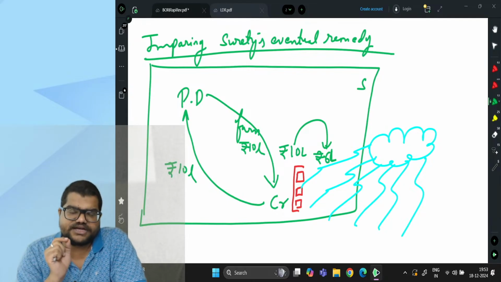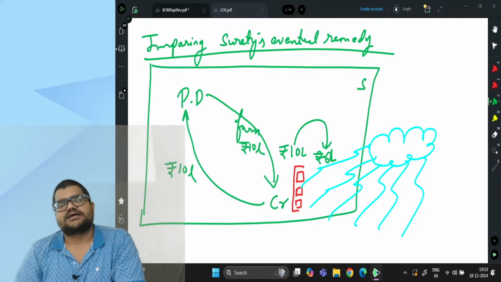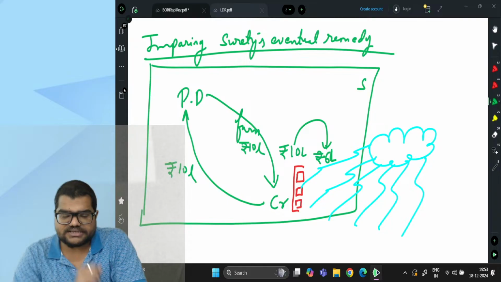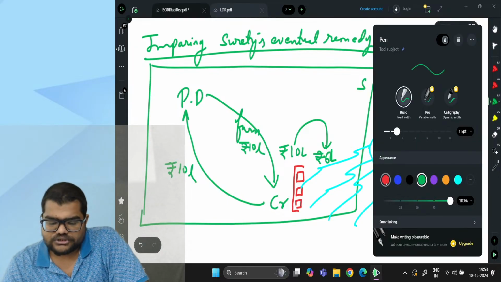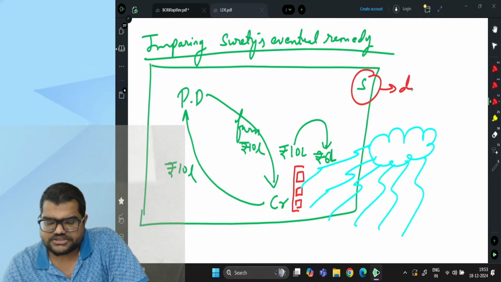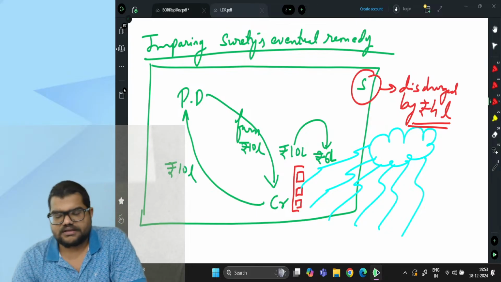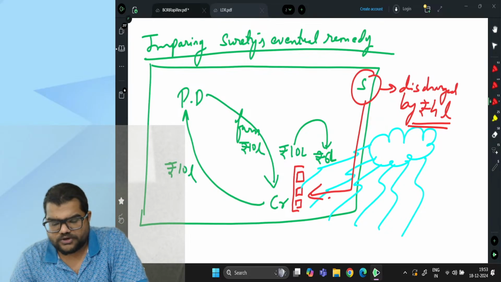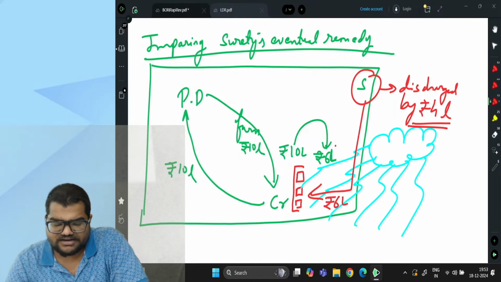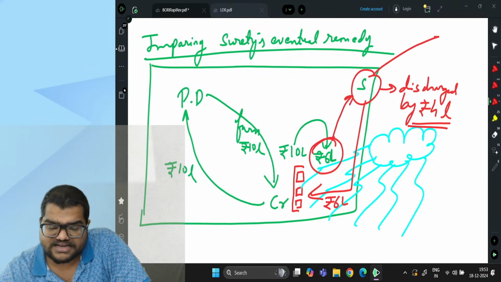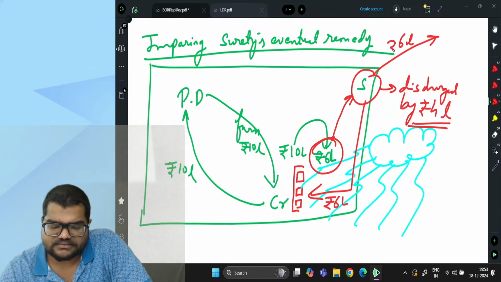Sir, why has the value reduced? Because of the negligence of the creditor, the value has reduced. The lawmaker says, sir, surety will be discharged by rupees 4 lakhs. As in, if the principal debtor defaults, surety will eventually pay only rupees 6 lakhs and will receive this furniture from the creditor, which surety will further sell and get 6 lakhs back.